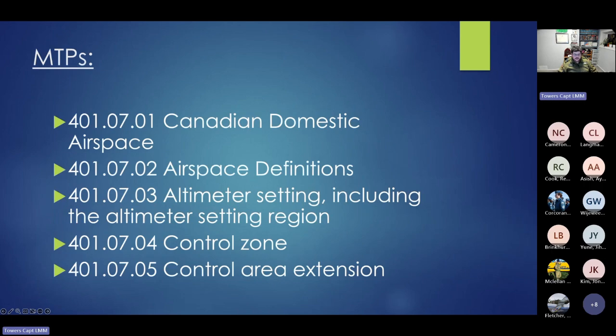So the teaching points that we're going to go over: we're going to talk about Canadian domestic airspace, airspace definitions, altimeter setting, including the altimeter setting region. We'll talk about control zones, and we'll talk about control area extensions.